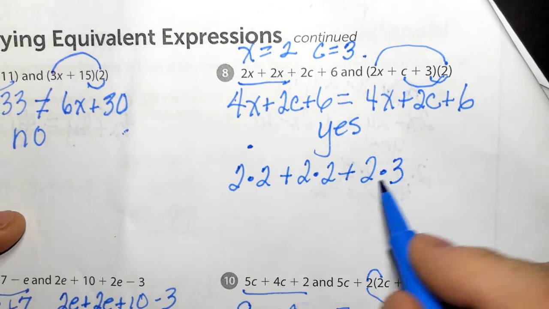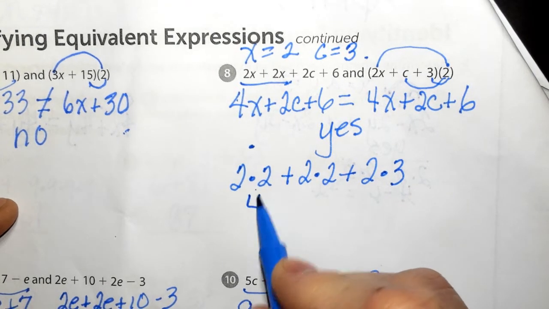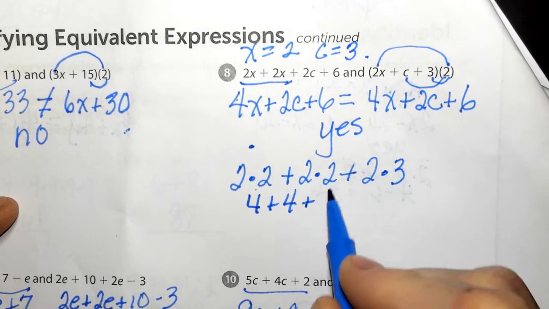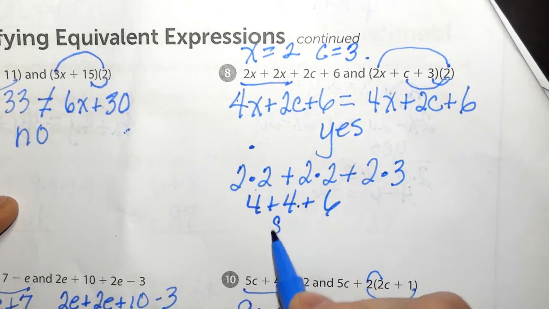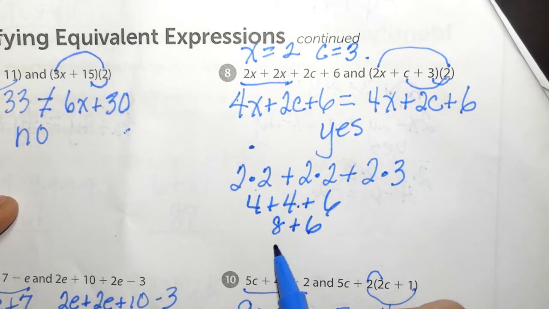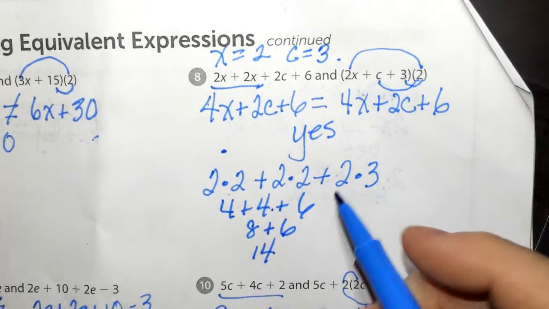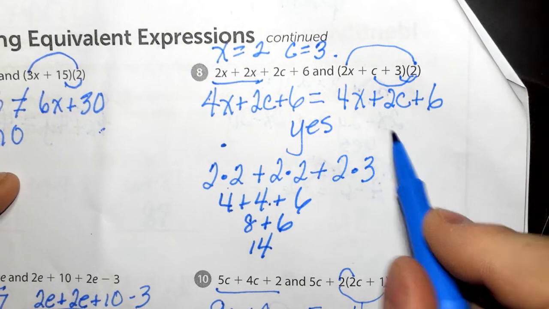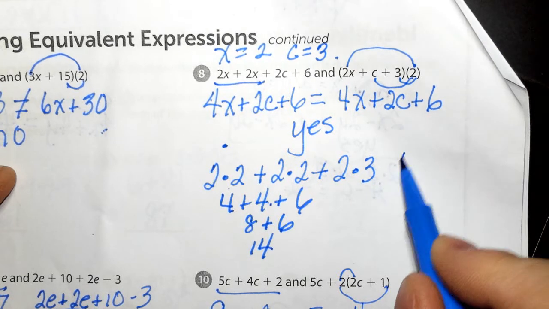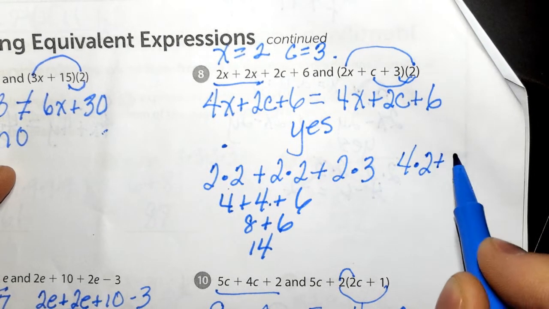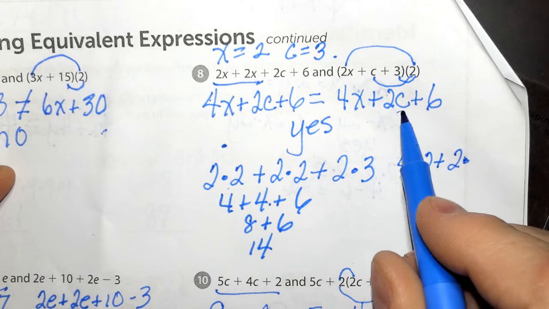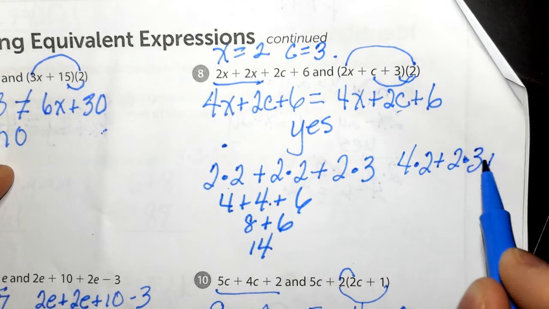Okay, let's do that one. So that's going to be 4 plus 4 plus 6. 4 plus 4 is 8 plus 6, and that's 14 for that side. Now let's try this side. We have 4, and x is 2, so 4 times 2 plus 2 times, and c is 3, plus 6.